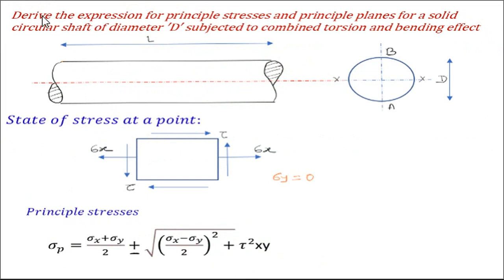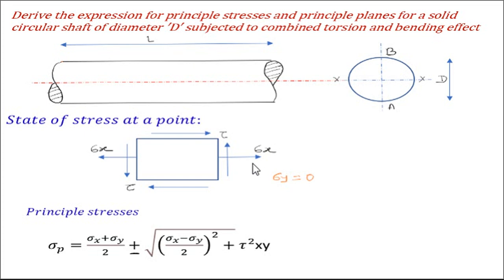First of all we will see the derivation. This derivation gives the expression for principal stresses and principal planes for a solid circular shaft of diameter capital D subjected to combined torsion and bending effect. Here we have taken a member which is a shaft, circular in cross section, whose diameter is capital D, and on this shaft two types of loadings act. One is torsion, the twisting moment because of the applied torque, and also there is the effect of bending moment on this shaft.